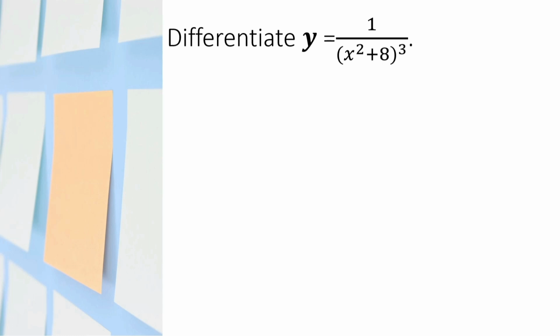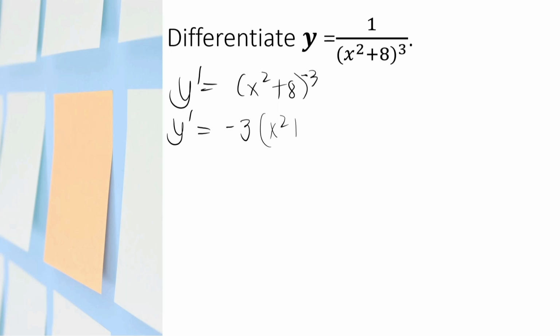Differentiate y is equal to 1 over x squared plus 8 raised to 3. So, tataas lang natin si x squared plus 8 raised to 3. Then, magiging negative siya. So, y prime. So, apply natin si power rule and si chain rule. So, yung outside function natin is u raised to negative 3. So, negative 3. Then, yung inside function, copy lang natin. Then, negative 3 minus 1 is negative 4.